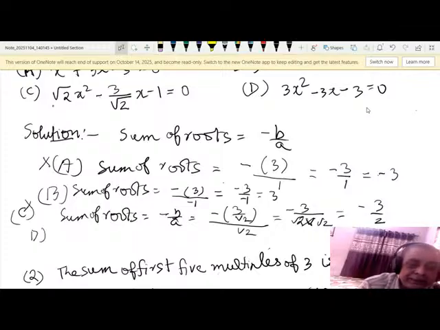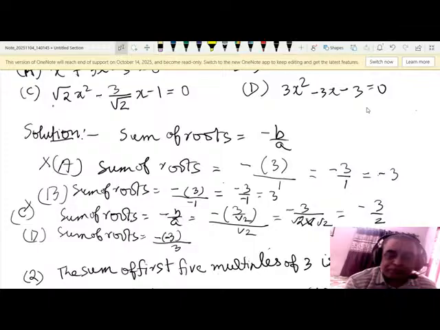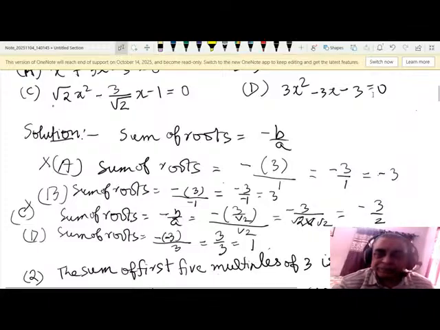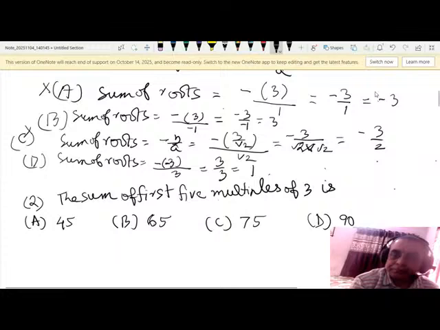Number D: the sum of roots is minus b by a. B is here minus 3, divided by a, which is 3. Minus of minus 3. So simplify it. It is plus 3 divided by plus 3. It is 1. So the correct choice is B. Okay, so that is the answer.